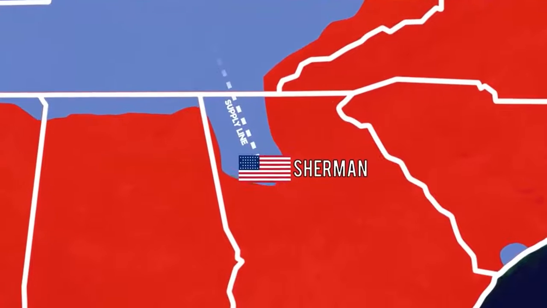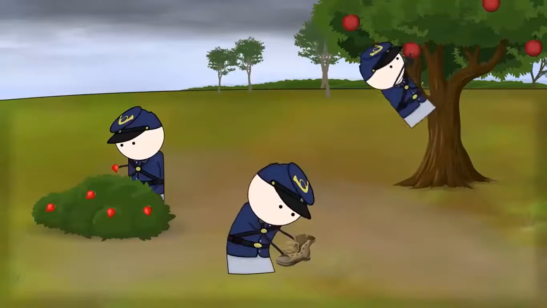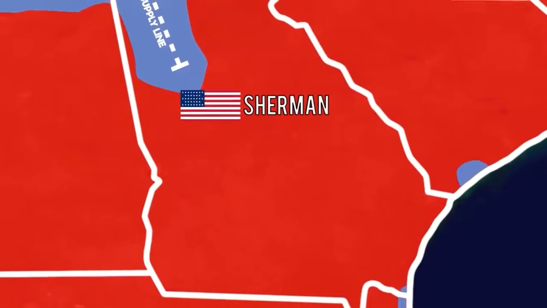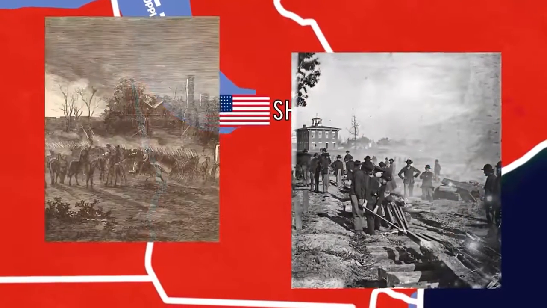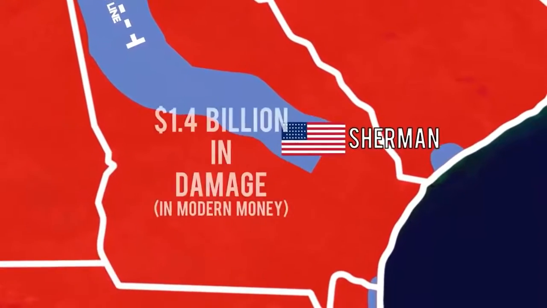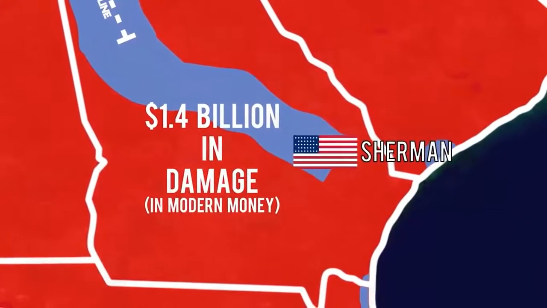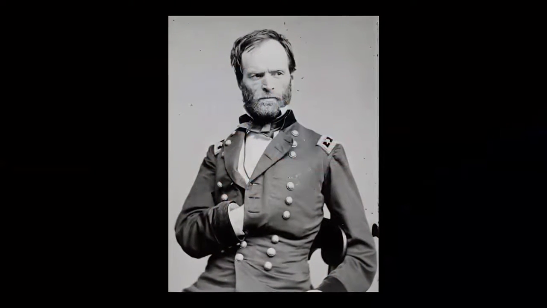He would remove his 62,000 men from their supply line and march through the heartland of the Confederacy, where they would live off the land. There, they would wreak havoc. As they marched, they tore up railroads, burned farms, and destroyed communication lines. They also liberated thousands of slaves. The damage done was estimated at $1.4 billion. The tactics were cruel, but to Sherman, it was better than losing yet more men in battle.